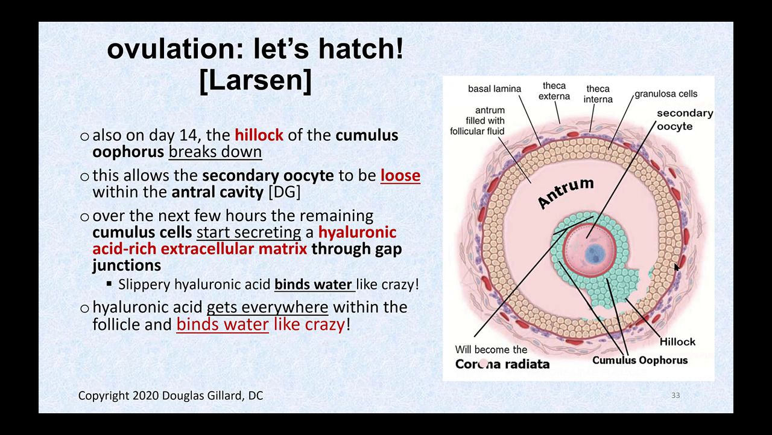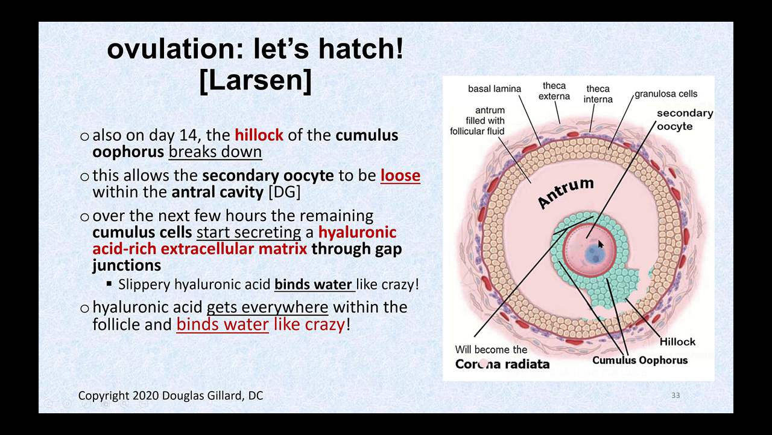Okay, let's get this thing hatched. So our graafian follicle is way ahead here. The other ones have all died off. So about day 14, the hillock of the cumulus oophorus, remember this was the future corona radiata, we're not calling that yet, it's a cumulus oophorus. But here the stalk dissolves away, and now this thing is loose and it's starting to float around in here. And then the cells of the cumulus oophorus start secreting a hyaluronic acid-rich extracellular matrix, which starts binding water. It starts sucking water in from the outside, which is going to make this thing swell like crazy. Plus, it's very slippery. The hyaluronic acid makes this slippery, so this thing can squirt out.